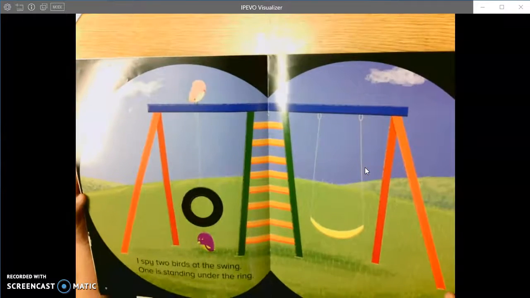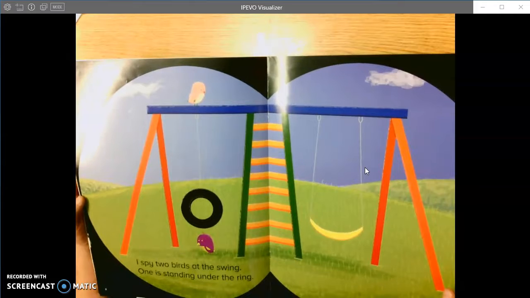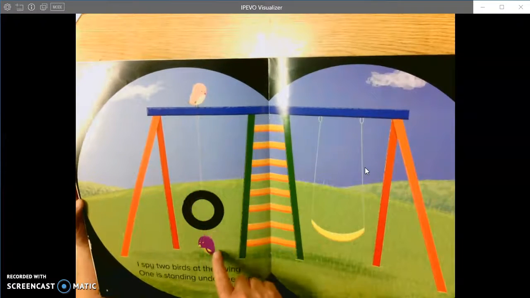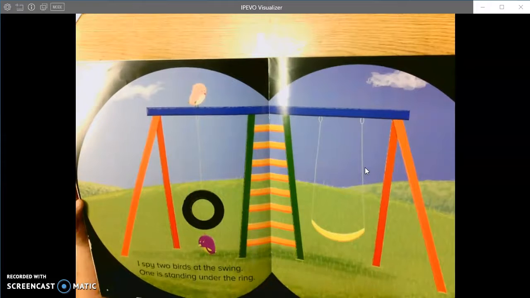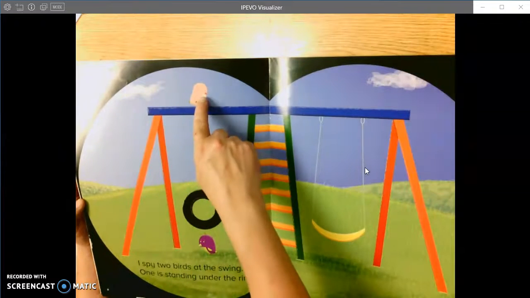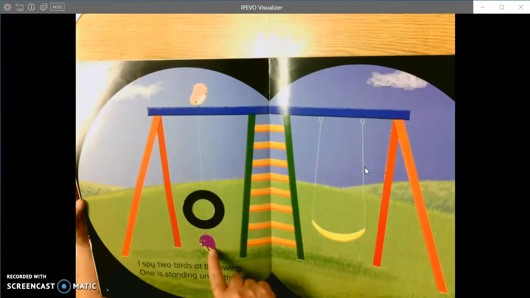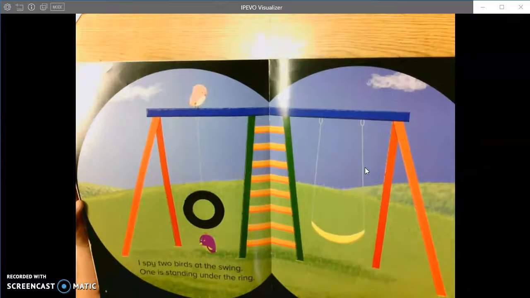I spy two birds at the swing. One is standing under the ring. So here's a bird, and there's the other one. Which one is under the ring? This one is above the ring, so this one right here is under the ring.